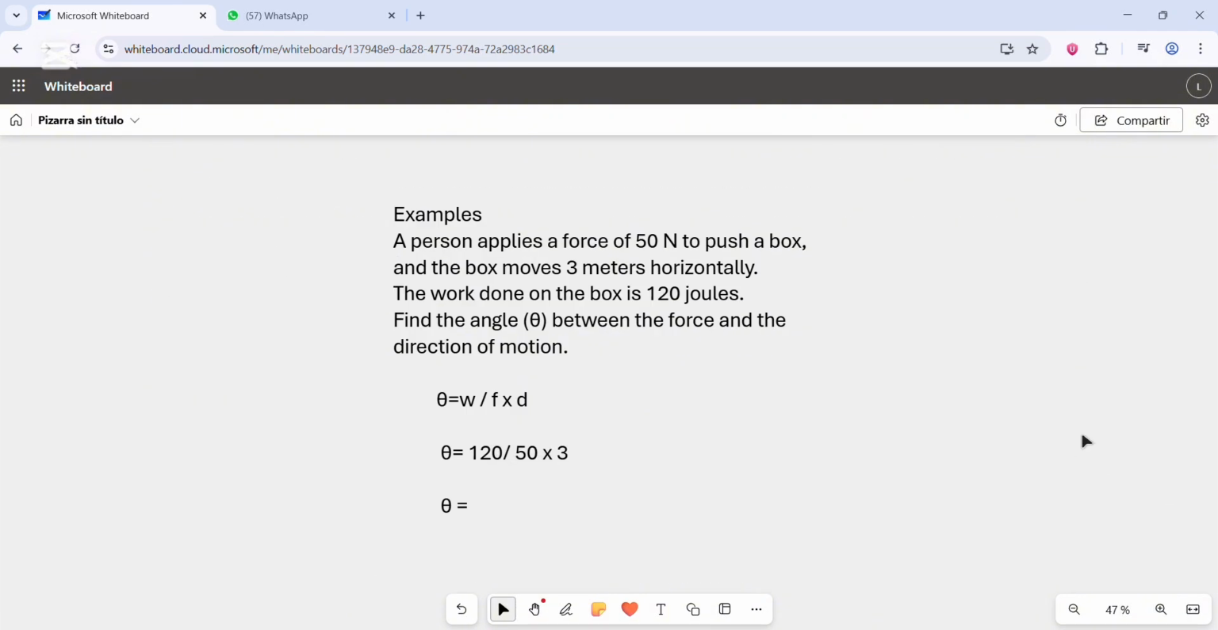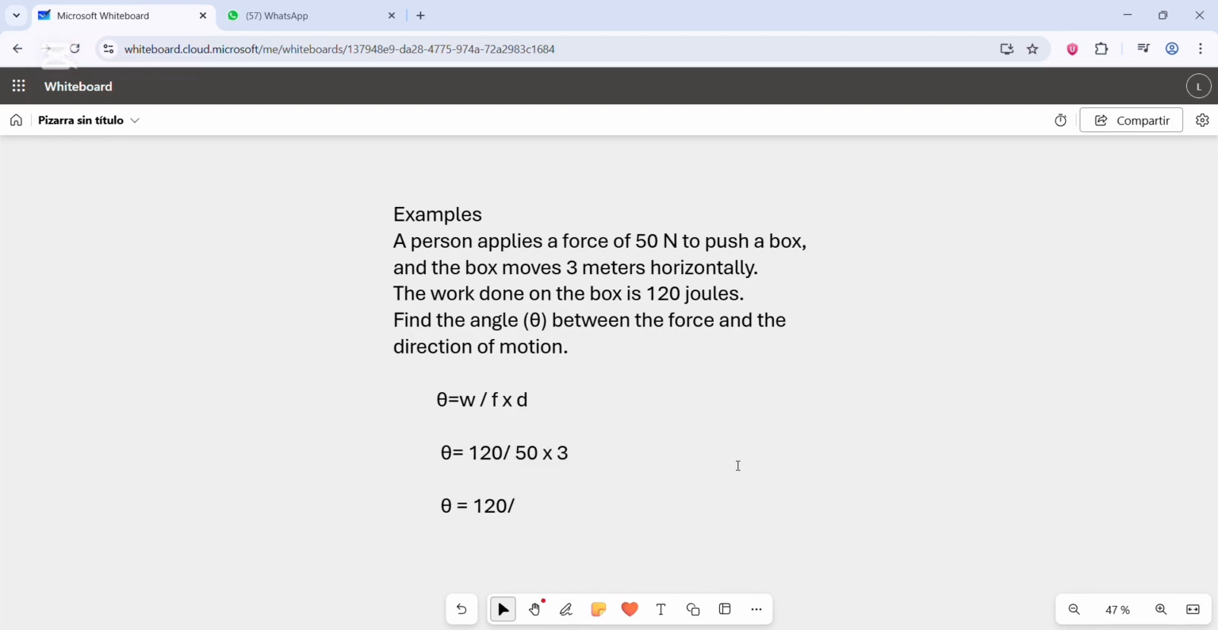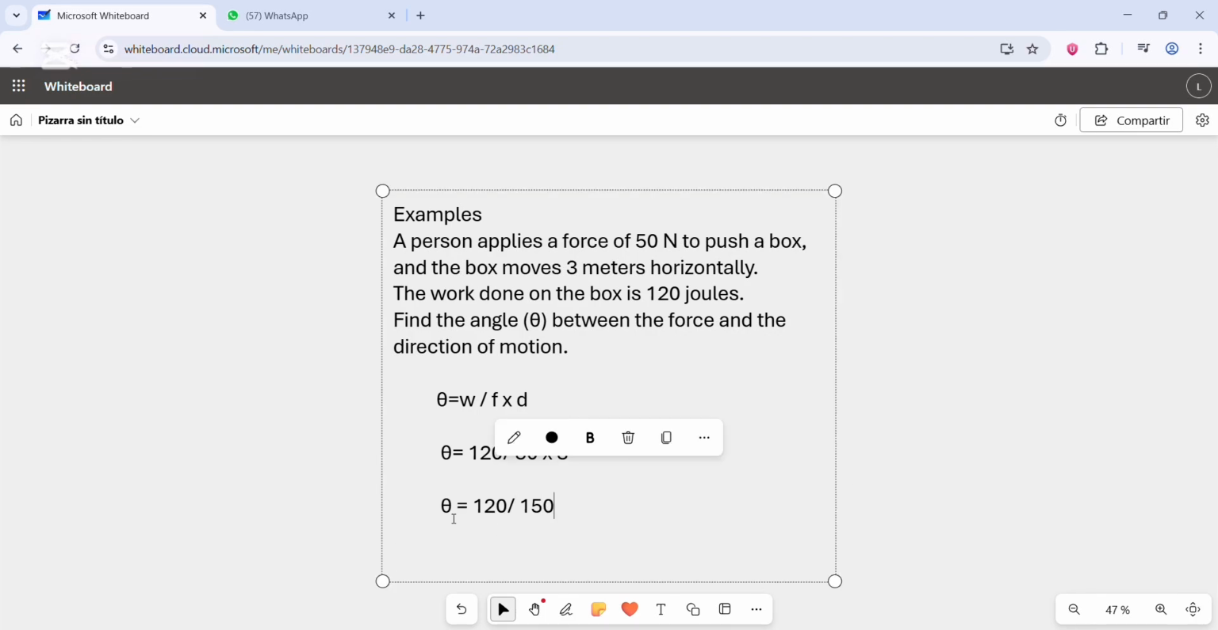So now we place the values. 120 joules is the work, 50 newtons is the force, and 3 meters of distance. So then we have 120 joules. We multiply 50 times 3, which is 150. And then we divide this, which is equal to 0.8.